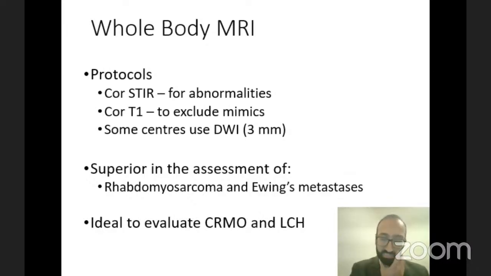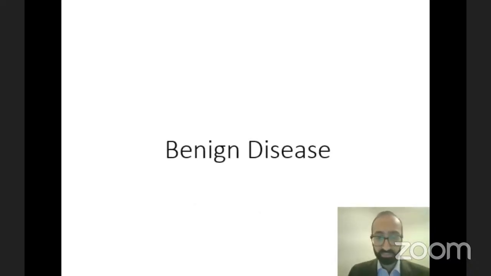We have now instated a policy of using this routinely for Ewing sarcoma and rhabdomyosarcoma, whereas osteosarcoma, depending on the scenario, we can rely on bone scans as well. And it's ideal for diseases that are multicentric, even though LCH is not strictly a malignant disease, and CRMO certainly isn't. So I've spent most of my time on the malignant parts because they're obviously the areas of concern and where the stakes are high. I'm going to talk briefly about benign disease as well.